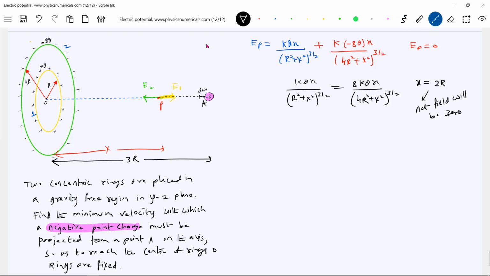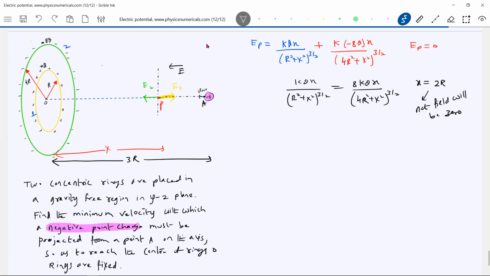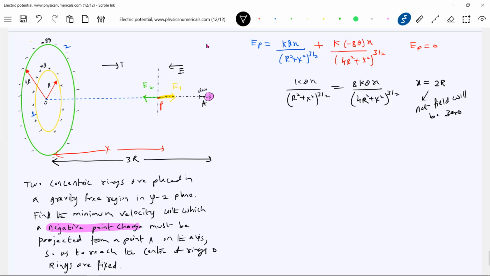So in this region, let me put some boundary. In this region, the field strength will be directed in this way. Got it? As it's a negatively charged particle that you are projecting, the force will be in this direction. In this region, the field will be in this direction, E dash, E double dash. So I'll call this repulsive and this attractive. Any reason for that?